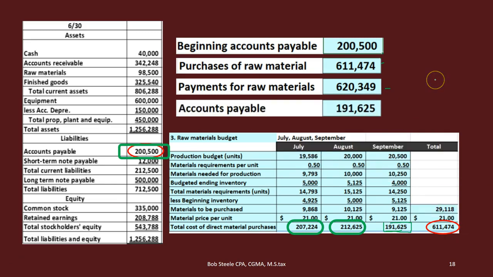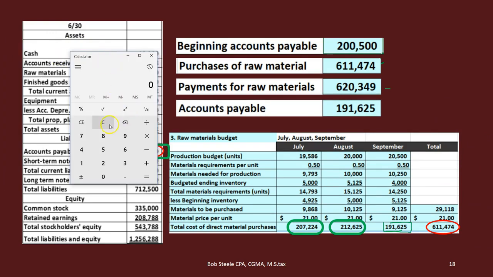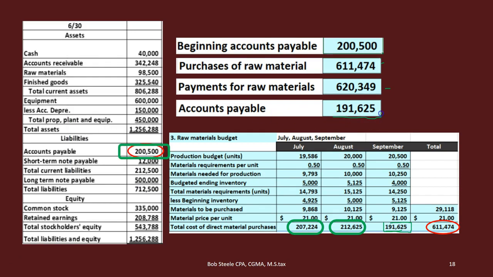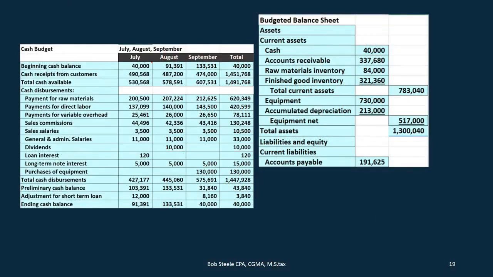And if we then take out the calculator and actually do the calculation here, we take the 200,500 we started with, plus the 611,474, minus what we paid, $620,349. We're going to end up with the $191,625 here. And of course, that is the purchases that we made in September. So that's why this one happened to wind up as the purchases we are left with in September, because we're going to pay them all off in the following month. All right, so if we pull that over, there's the $191,625 here.